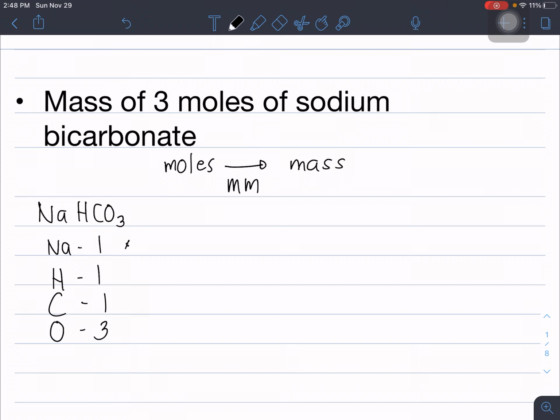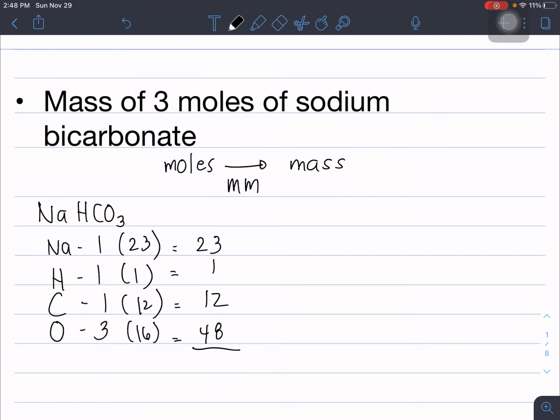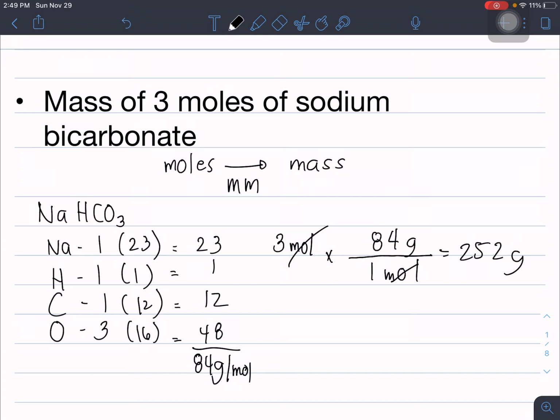Okay? So, using your periodic table, we could find the mass numbers. Sodium is 23, hydrogen is 1, carbon is 12, and oxygen is 16. Adding all the products, this will give us 84 grams per mole. Okay? So, we have 3 moles as given. We'll have 84 grams at the top and 1 mole at the bottom. So, cancel the similar units. 84 grams multiplied by 3 is equal to 252 grams. So, it means that 3 moles of sodium bicarbonate is equal to 252 grams.